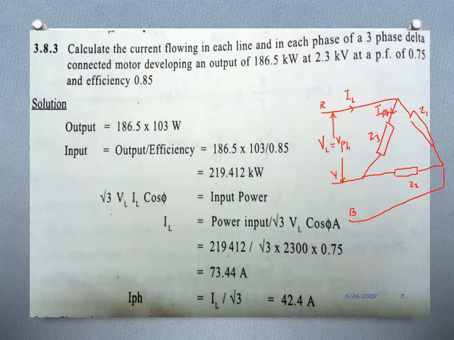Now the phase current is IL by root 3. So 73.44 divided by root 3, you get a phase current of 42.4 amperes.